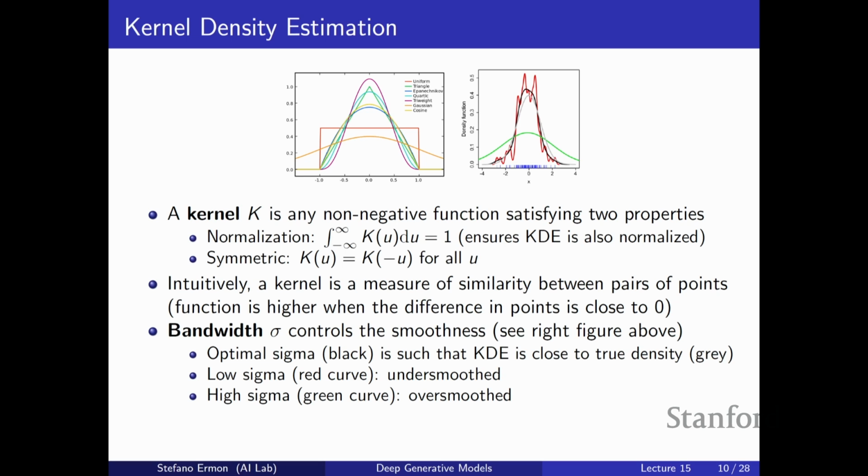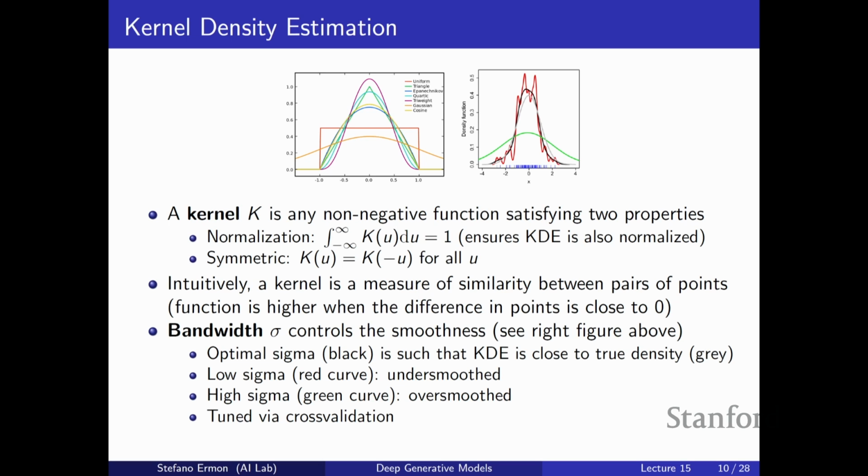And if you were to choose a very high value of sigma, then everything is kind of similar to each other. Then you're going to get a very smooth kind of interpolation, and you get something like the green curve, which again is not a good approximation of the density that actually generated the data. So back to the question, how do you choose sigma?